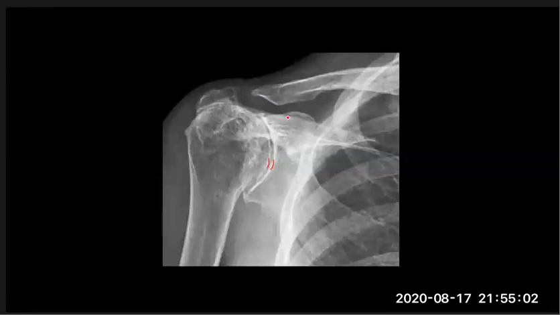So combine all these findings together. What are the differential diagnoses? First, rheumatoid arthritis. High riding humeral head. Okay, the first differential diagnosis is rheumatoid arthritis. Other differential diagnosis: rotator cuff tear. Very good, complete rotator cuff tear. Other differential diagnosis? Also hyperparathyroidism.